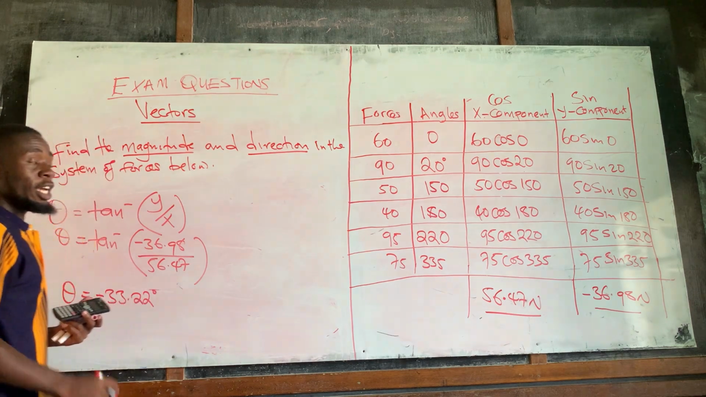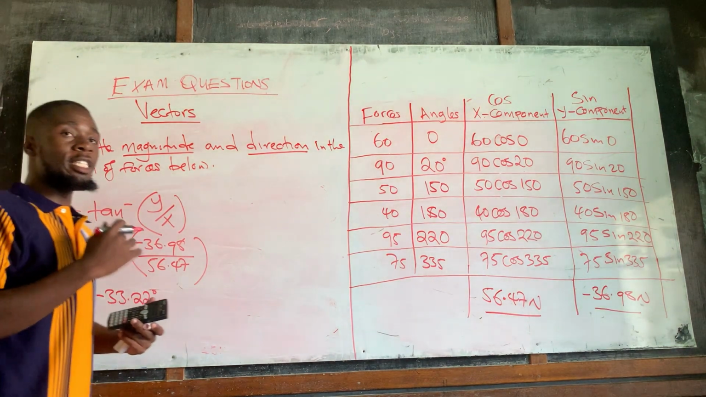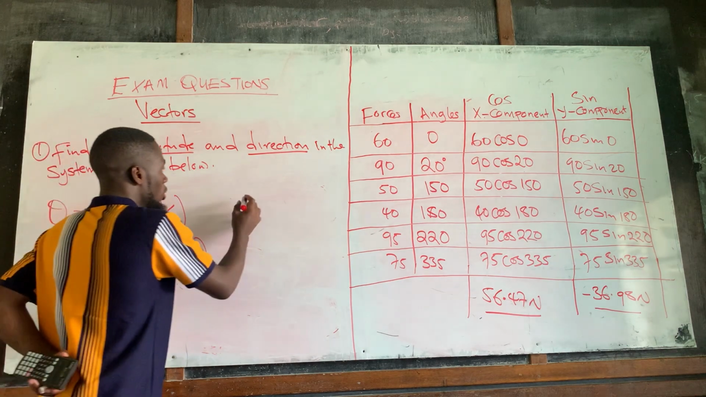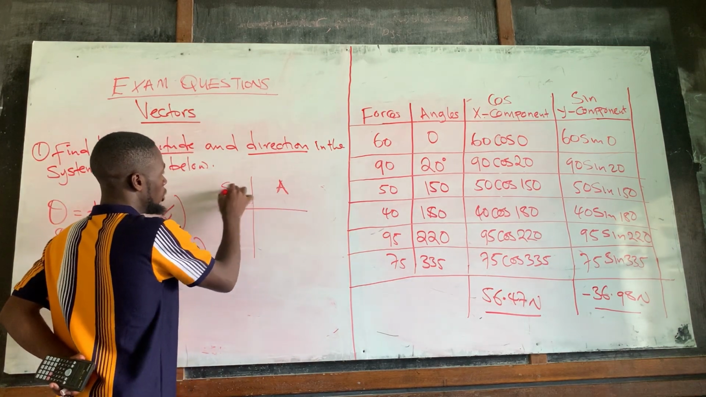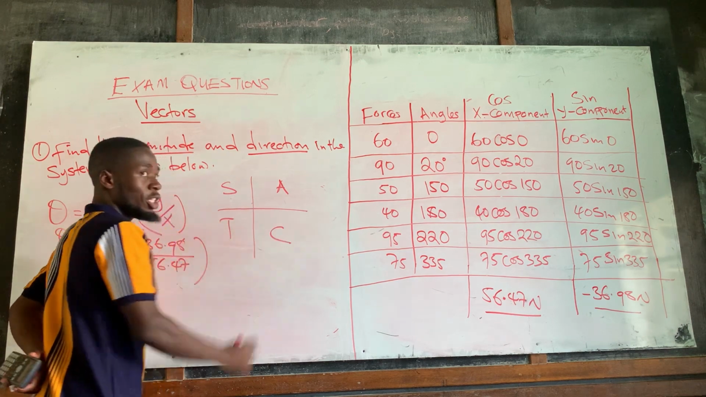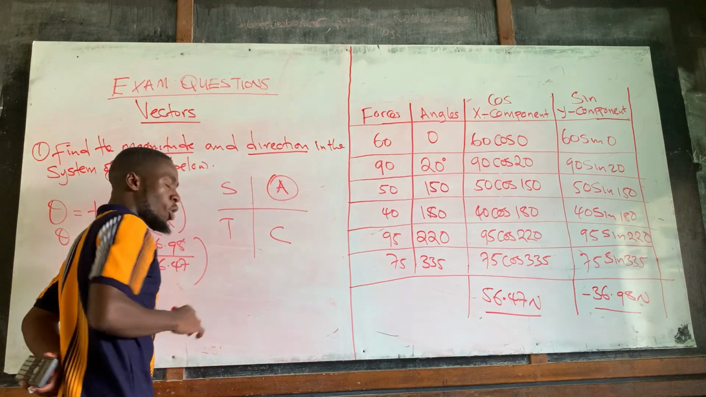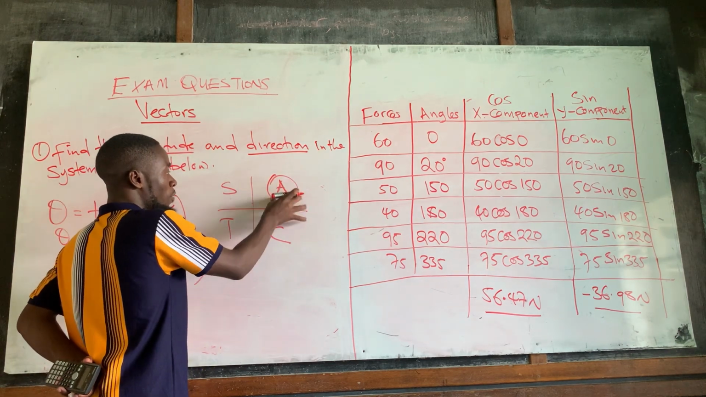So here the angle is negative, so we don't end here. We need to look for quadrants where tan is negative. So this is not the final answer. We have something like this here: All Students Take Chemistry. Here on O, meaning sine, cos, and tan are all positive. Meaning the answer that we are looking for is not here.